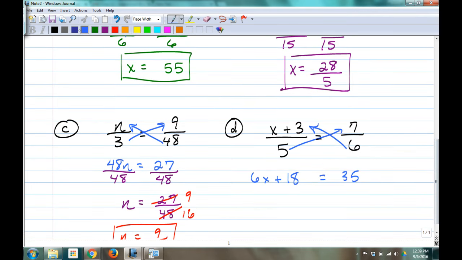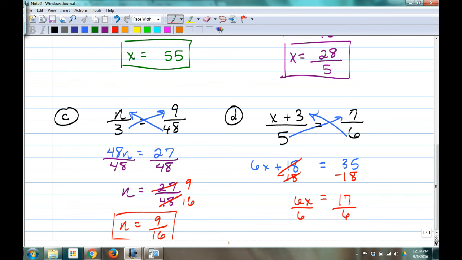So the first step in solving the blue equation would be what? Minus 18 from 35. These cancel out. 35 minus 18 is how much? 17. And then we divide by 6 and reduce that fraction if possible. This one doesn't, so it's 17 over 6. That's the final answer for that. Okay, so not much more difficult there. I mean, it's still cross multiplying. We just got to remember it's distributive property that we have to do.